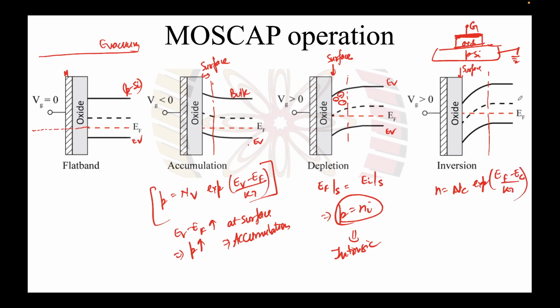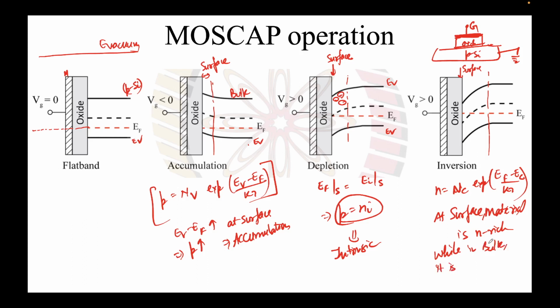The material here was P type in bulk. At the surface, you can see EF is closer to EC, and this entity will be greater than the entity P because of the expression. At the surface, the material is N-rich, electron rich, while in bulk.